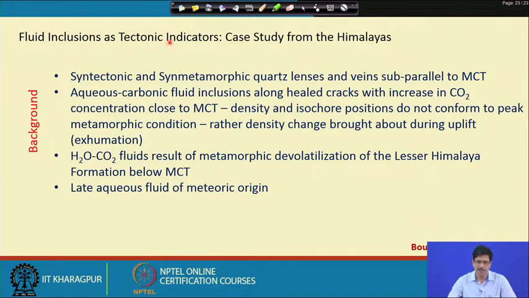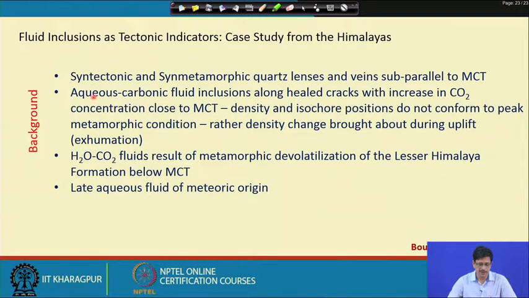So, what was done in this particular work is that the syntectonic and syn-metamorphic quartz lenses in the rocks around the MCT, from below and above the sediment piles of the MCT, were studied. Proper care was taken for the proper referencing of the oriented samples, so that the fluid inclusion planes could be very well referenced with respect to the regional stress direction.